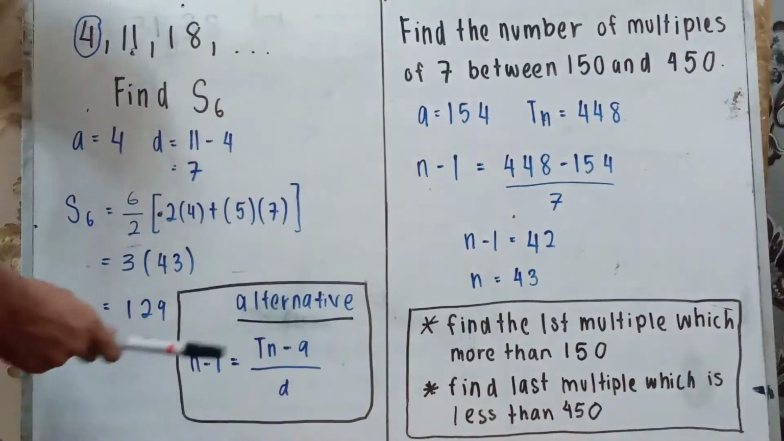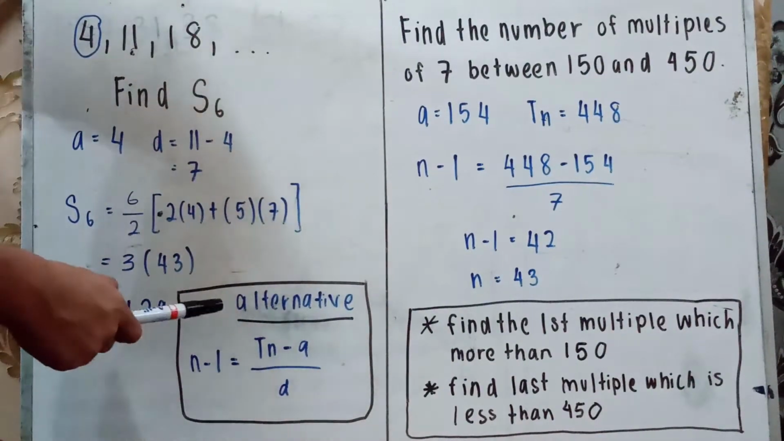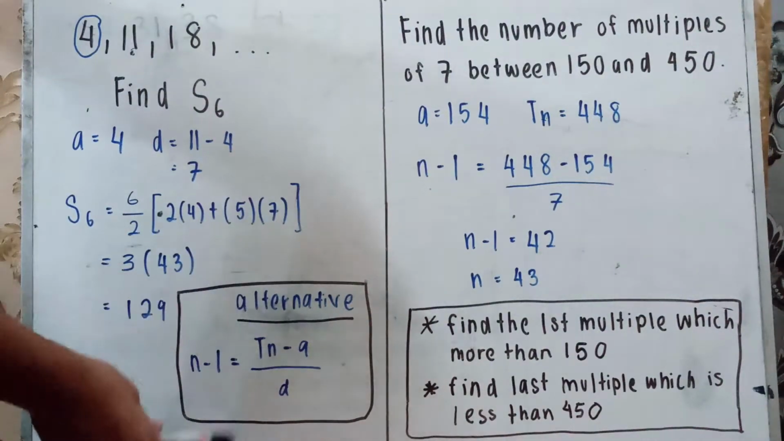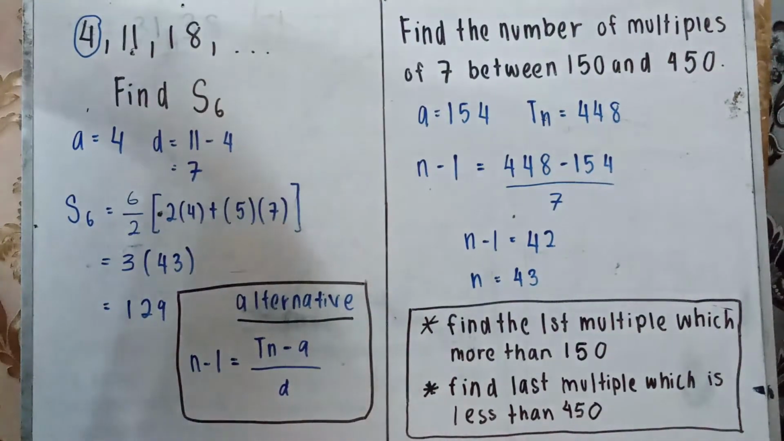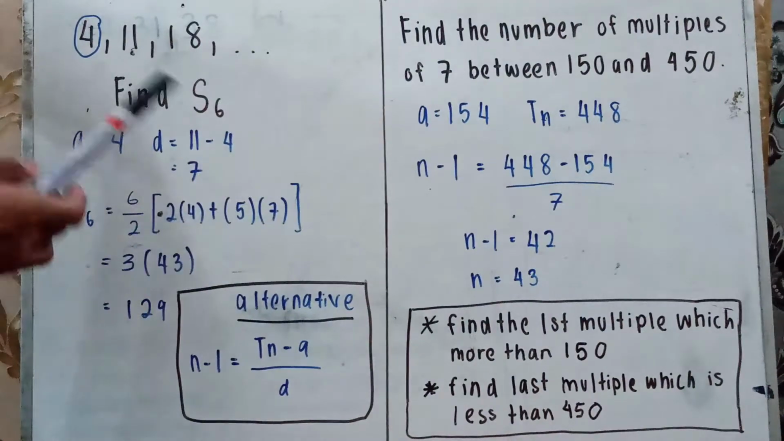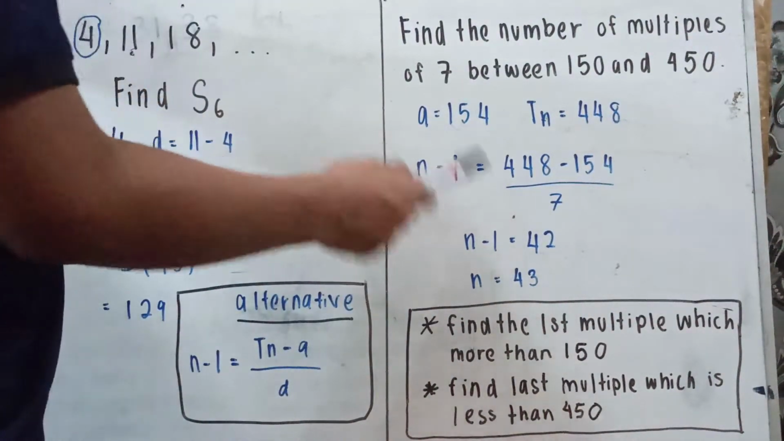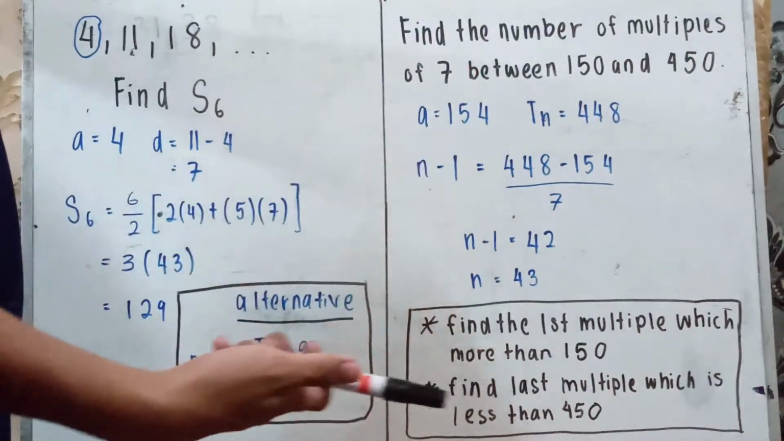This is the alternative method in which we can make our calculation easier. If the question asks us to find the n, we can use this alternative method to get the answer faster. This question can be similar to odd number, even number.